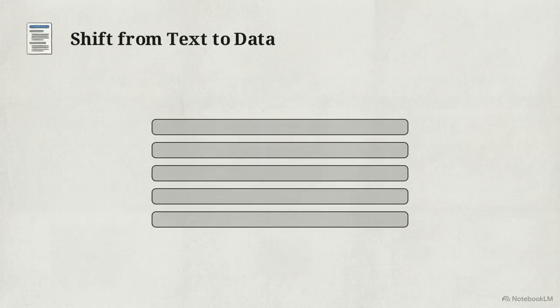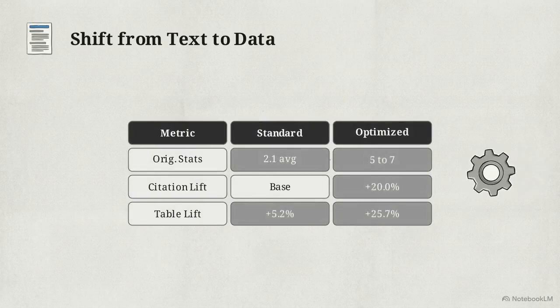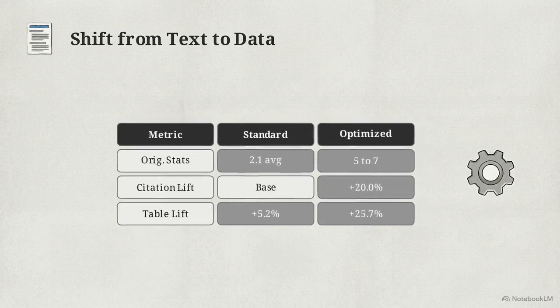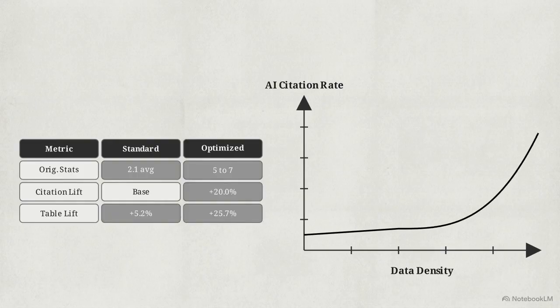Step 2 requires injecting original statistics and data points directly into the body of the post. These data points act as an AI magnet. Your benchmark for a standard article is to include at least 5 original data points and 1 clear comparison table. Internal data confirms that posts containing multiple tables and specific statistics see a significant increase in their likelihood of being cited by large language models.